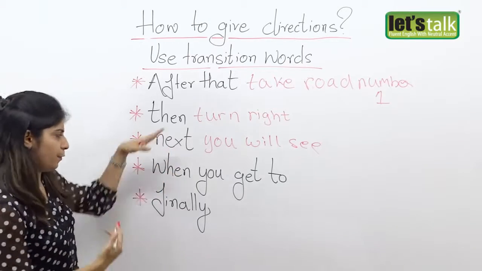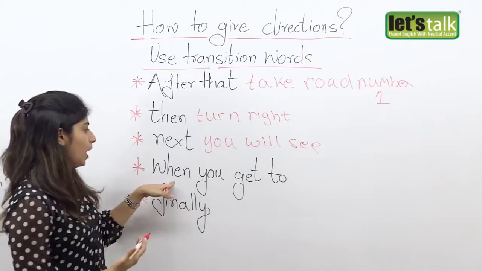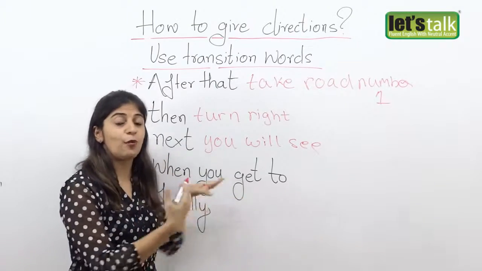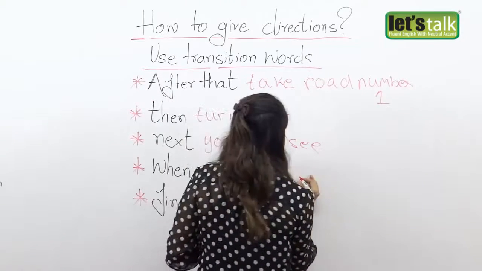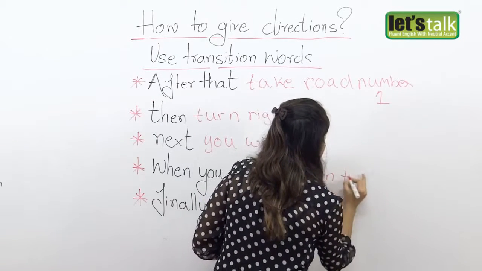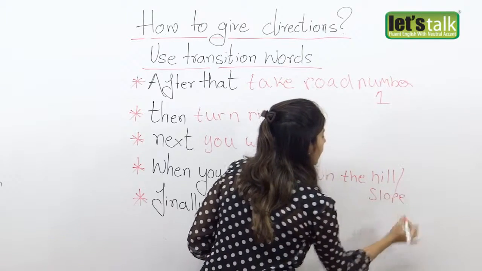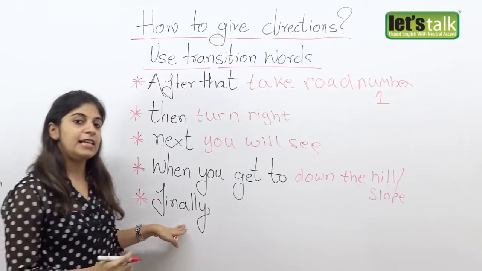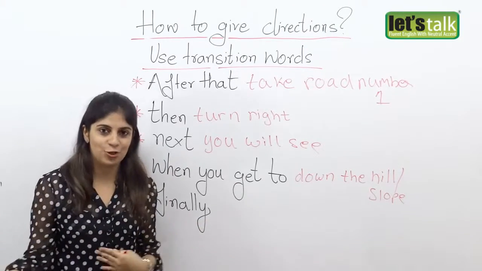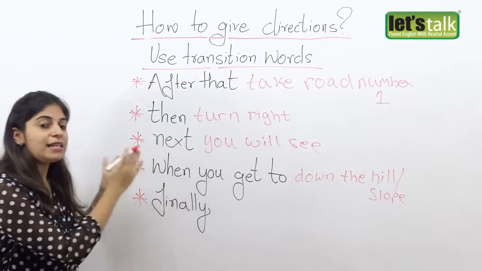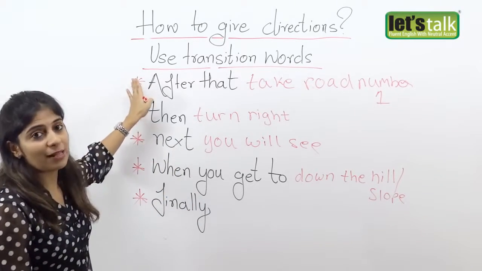Please break the directions, break the route. For example, when you get to the McDonald's or when you get to the church, you go down the hill, or you go down the slope. And then finally is where your destination would be. And finally, you get there, or finally, that's your destination. Okay? So it is important to break each leg of your route using transition words.